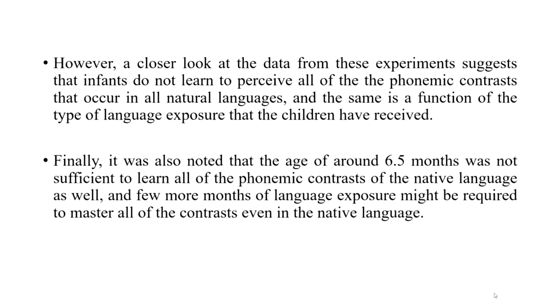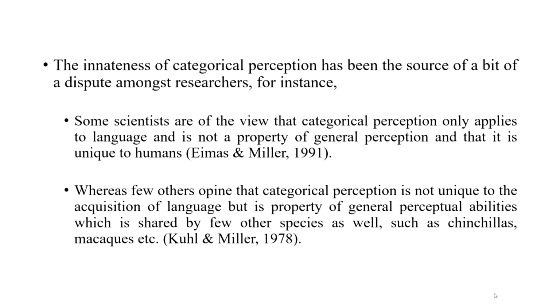So, people have also noted that at the age of around 6.5 months, it was not really sufficient to learn all the phonemic contrasts of their native language as well. So, what we are saying is, while the ability of categorical perception is innate, and it is in some sense a relatively language general ability, this ability does not mean that even for the native language everything has been learned. They do know some of the phonemic contrasts of the native language, but not all of them, because for that they would need more experience and they would need more language input to be trained to be able to make that distinction.